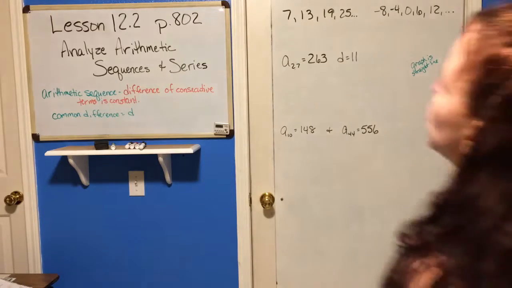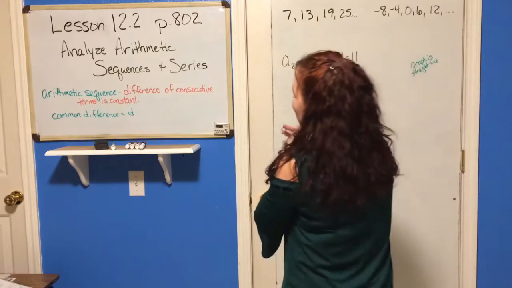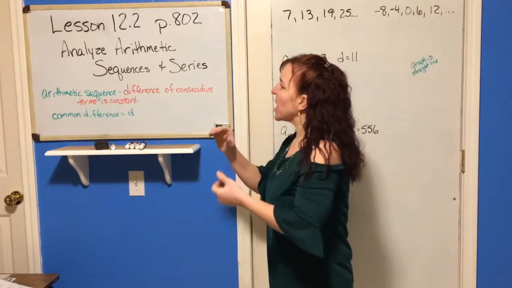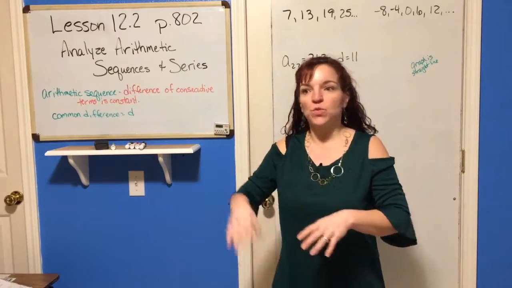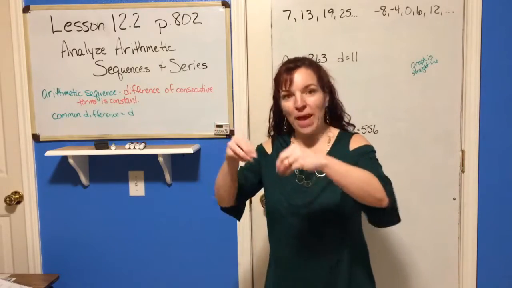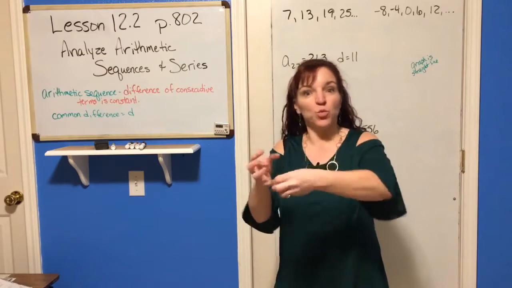Section 12.2, analyzing arithmetic sequences and series. Remember, a sequence is just a set of numbers with a domain. We put in 1, 2, 3, 4, 5, and then we use a rule and get out numbers.